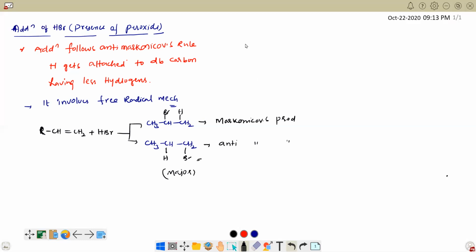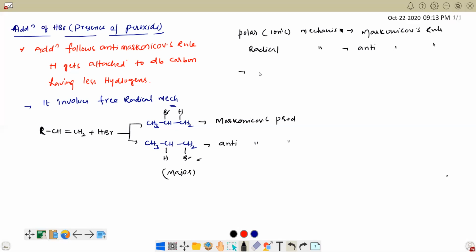Actually, do remember one important point. Polar mechanism, polar means ionic. Ionic mechanism follows Markovnikov's rule. And this is non-polar mechanism, that means radical mechanism. Radical mechanism follows anti-Markovnikov rule.